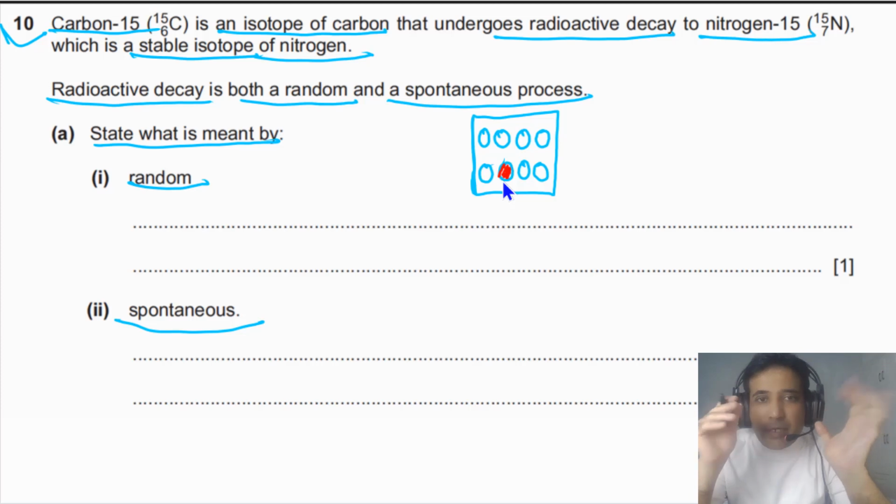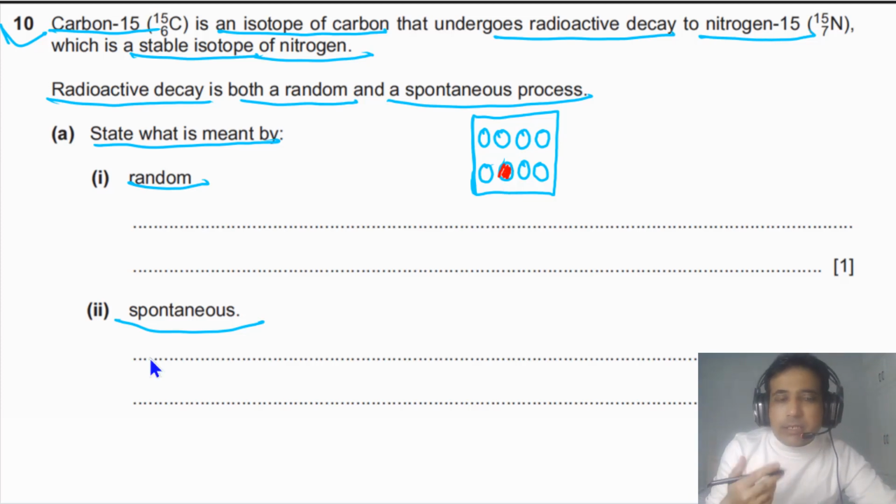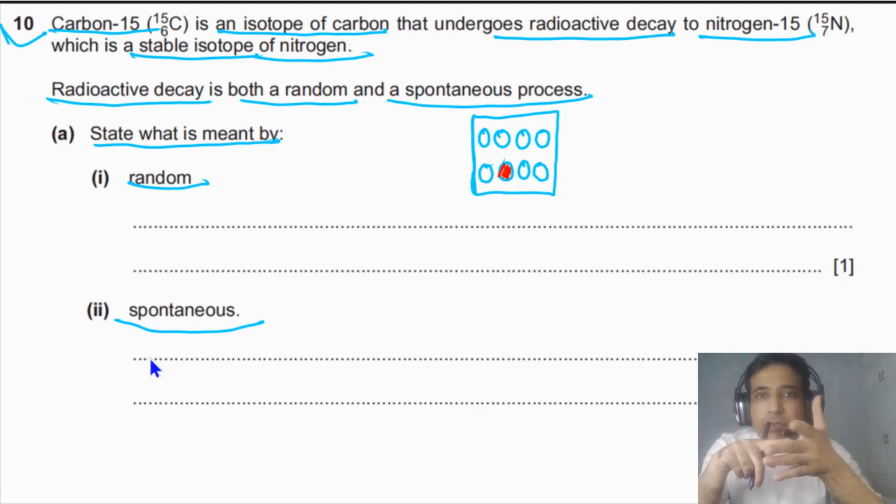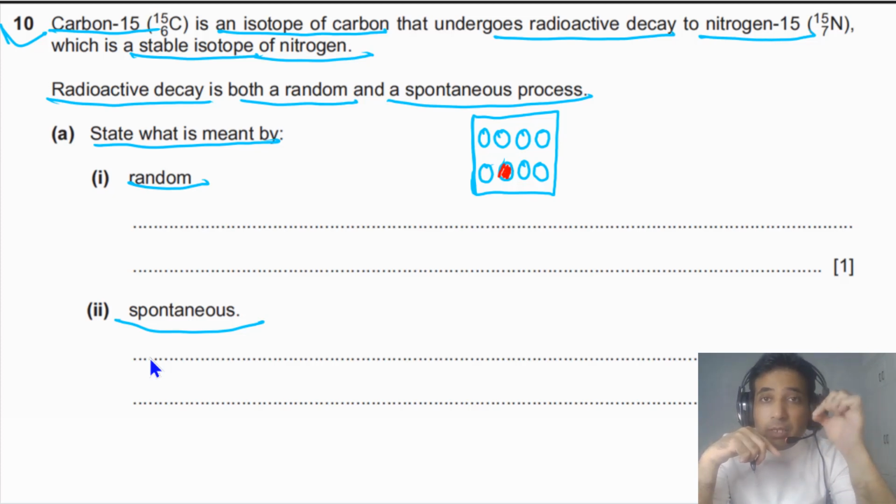Spontaneous means that radioactive decay is independent of temperature, independent of pressure, and also independent of neighboring nuclei. So when the time comes, it will just decay. Radioactive decay will happen, but we cannot accelerate it by increasing the surrounding temperature, or by increasing pressure, or by neighboring nuclei. So this is what is meant by spontaneous. I hope this is clear to you.